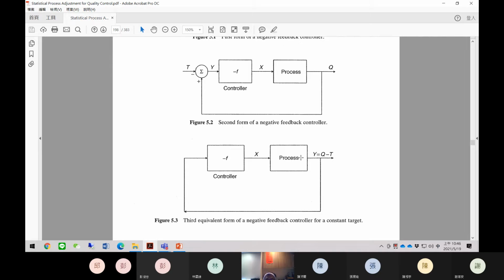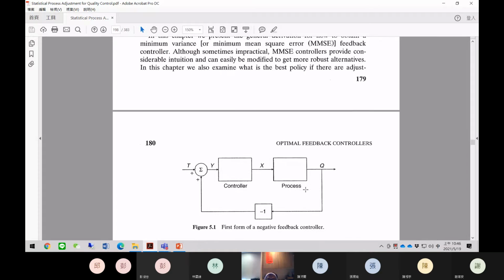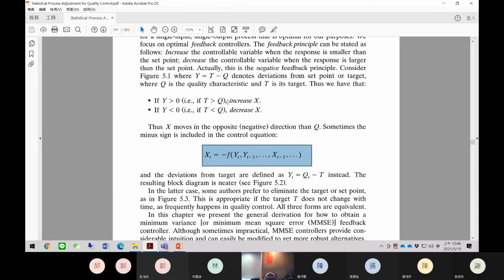So likewise, we just directly define y equal to the Q minus T and feed back into the minus F, and then produce the X_t to the process. So actually they are the same. The minus F is right here. So X moves in the opposite direction from Q, the quality characteristic.